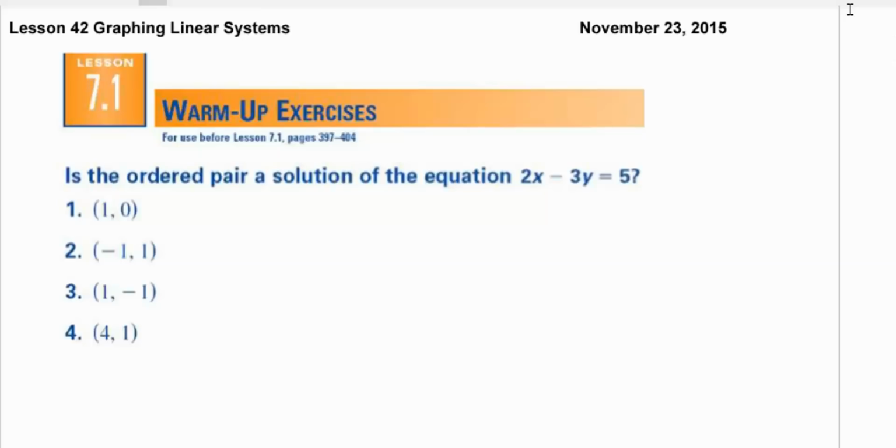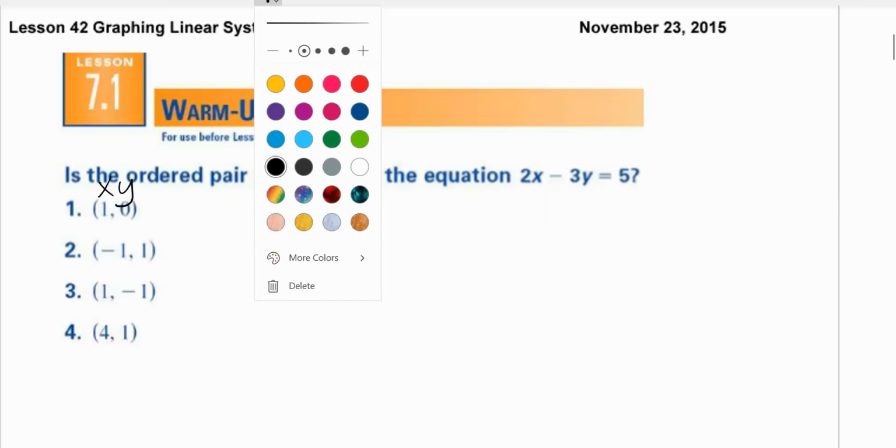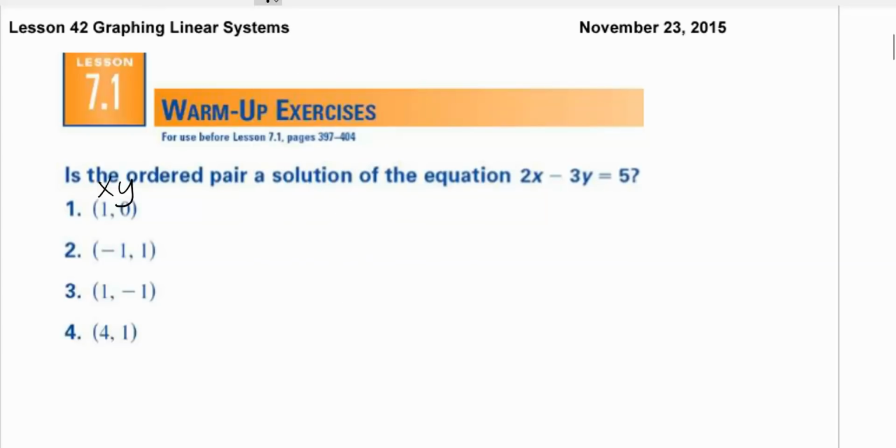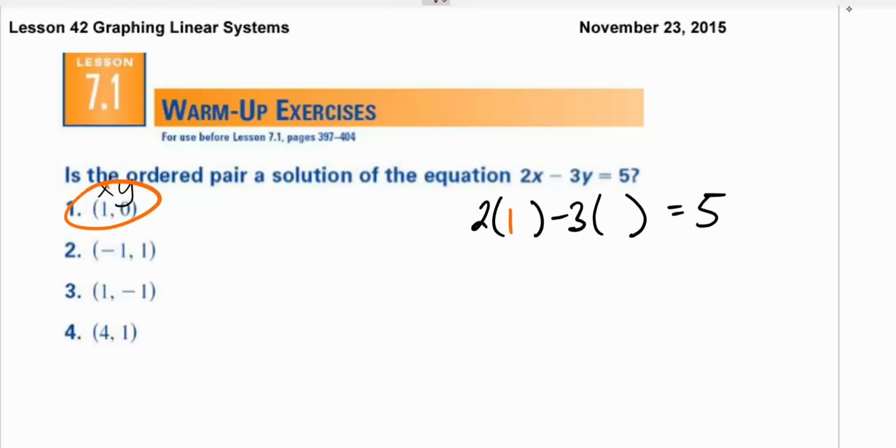This is lesson 42, graphing linear systems. For our warm-up, we're just asking to substitute in for x and y to make sure that our points fit with the equation of our line. So when we substitute in, we'd say 2x minus 3y equals 5. For this first one, we could use 1, 0. So we're substituting in a 1 and a 0.